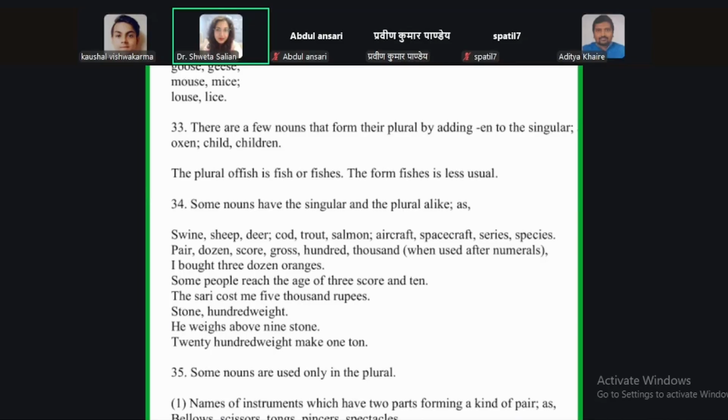All of these have the same singular and plural. We don't say sheeps or deers. The plural of deer is deer, the plural of sheep is sheep, the plural of salmon is salmon. Aircraft is aircraft. You can't say aircrafts.